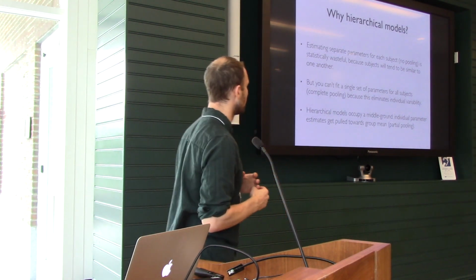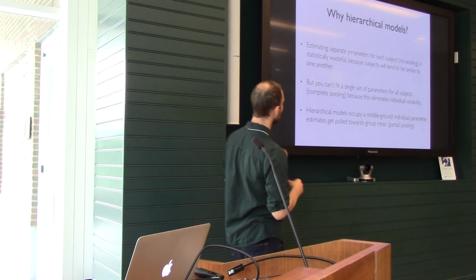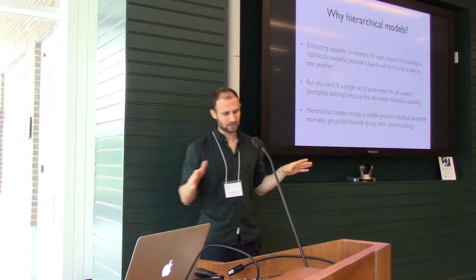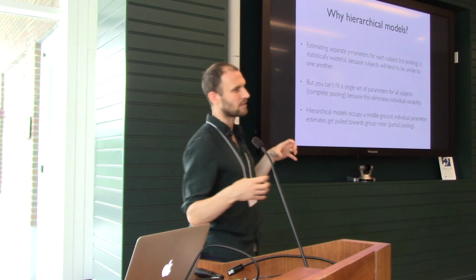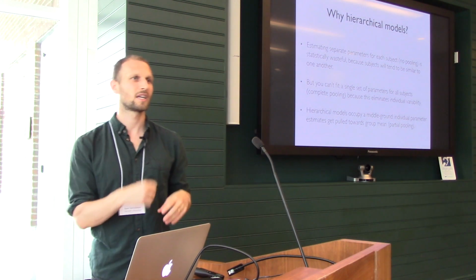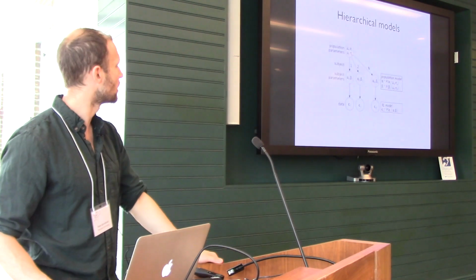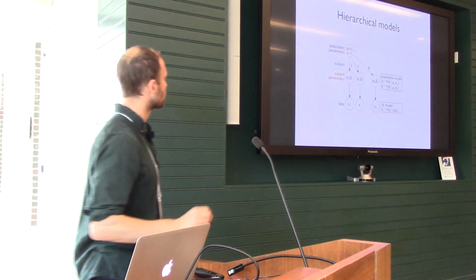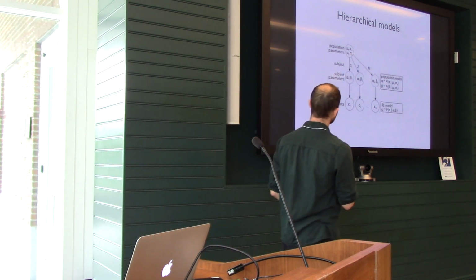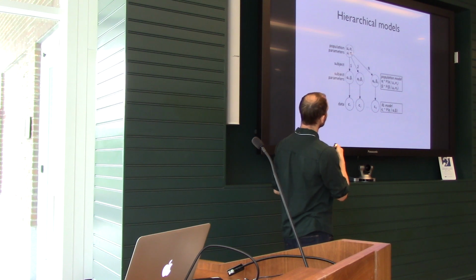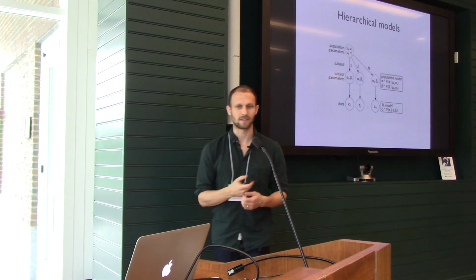This is called no pooling when you fit everyone separately, and complete pooling when you fit everyone together. Hierarchical models occupy the middle ground, which combines the strengths of both approaches. The idea is that we have some population parameters, and the subject level parameters are draws from this distribution. So we're going to estimate the subject level parameters and the population parameters simultaneously.